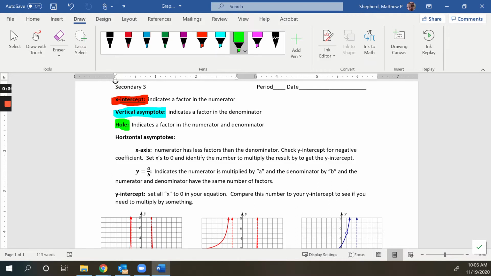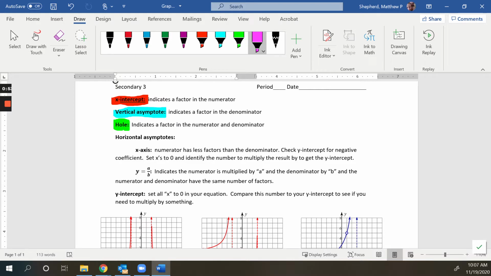Then we'll look for any holes. Holes in the graph indicate that there was a factor that was both in the numerator and in the denominator. They don't affect the shape of the graph other than to say that you cannot equal the number at that location.